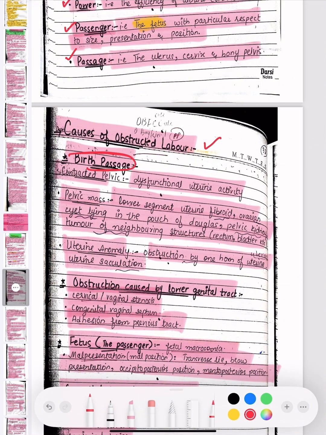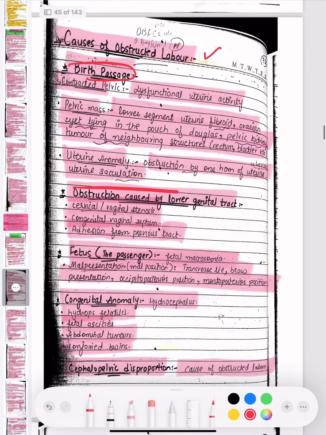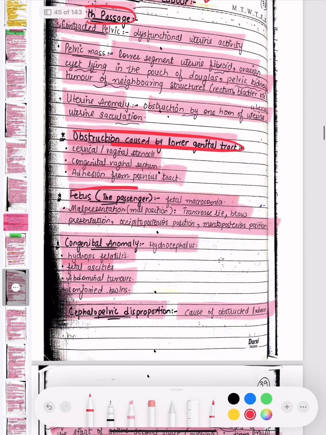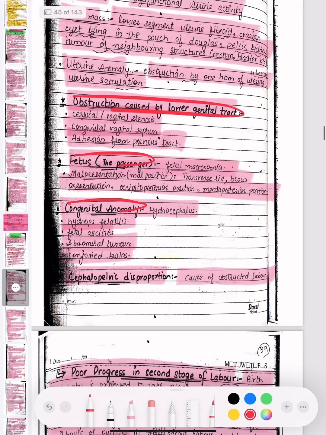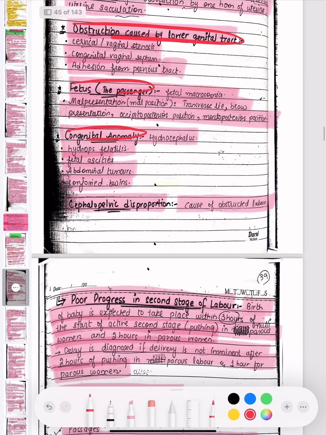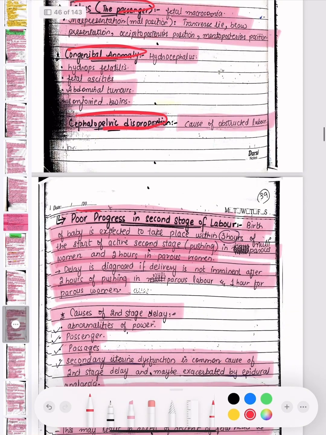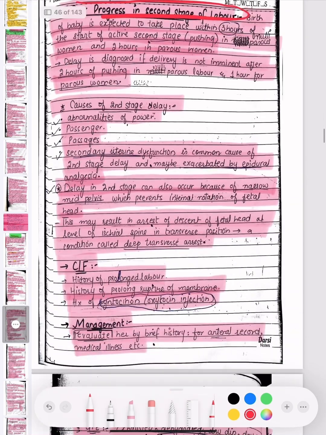Now, in detail, the birth passage is a cause. Then obstruction caused by the lower genital urinary tract. The fetus, that is the passenger: congenital anomaly may become the cause of obstructed labor, cephalopelvic disproportion, and poor progress in the second stage of labor.